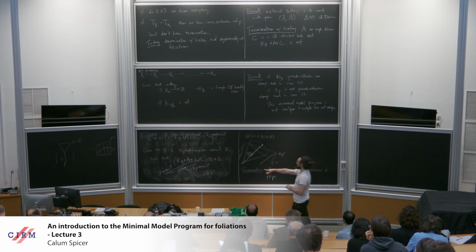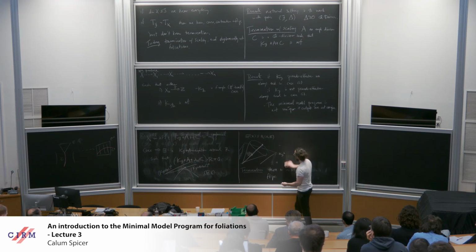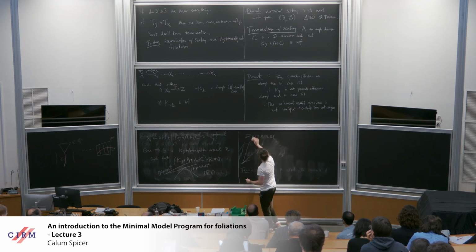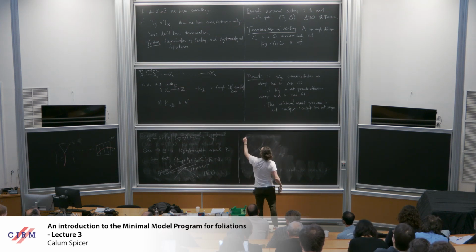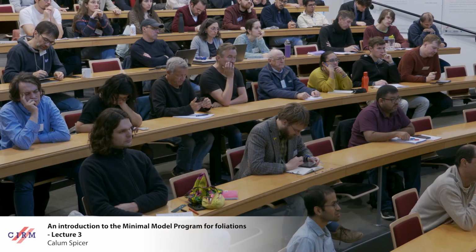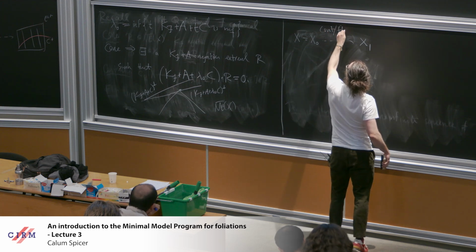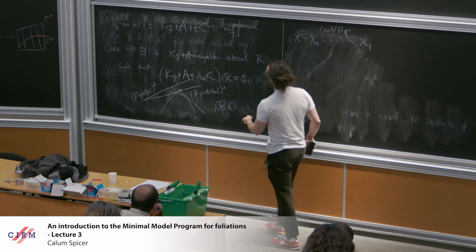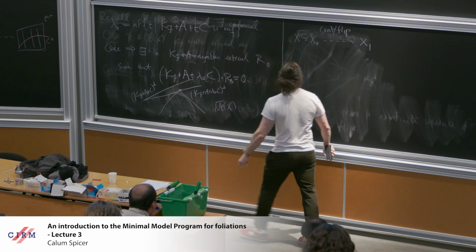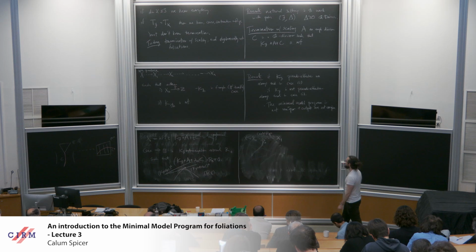So the idea with MMP with scaling now is this is the ray I want to flip or contract or do whatever with. So let's call this X, X0, and let this be the contraction or flip associated to R naught. So this is our R naught contraction or flip.